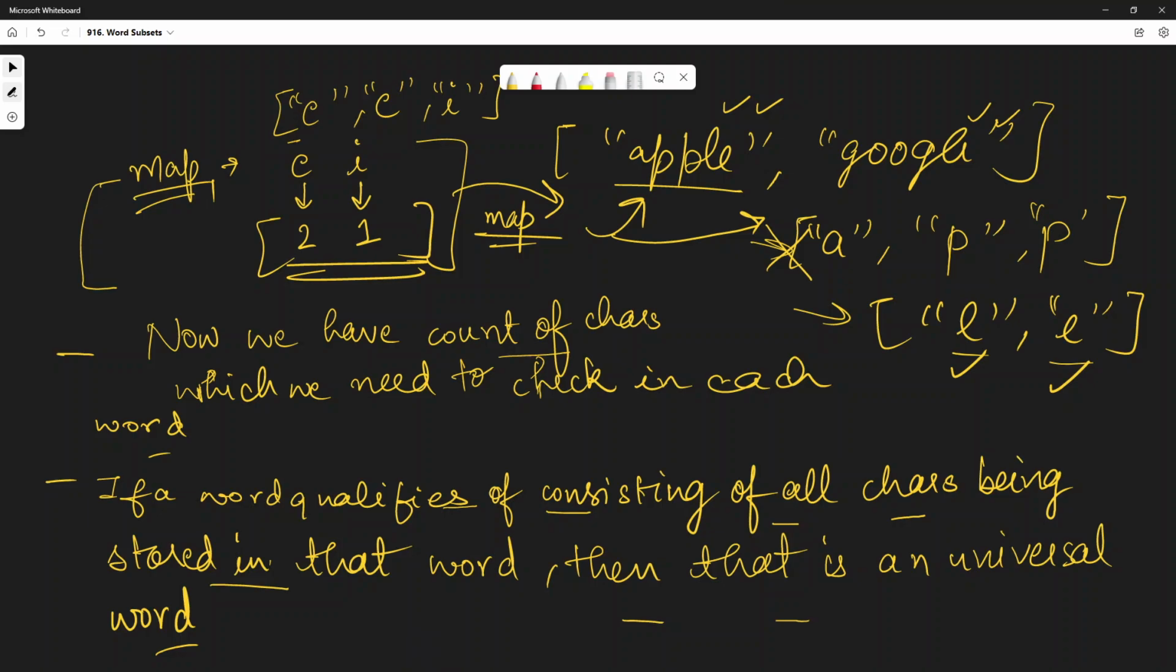So let me walk you through the code, how we would be coding this solution.